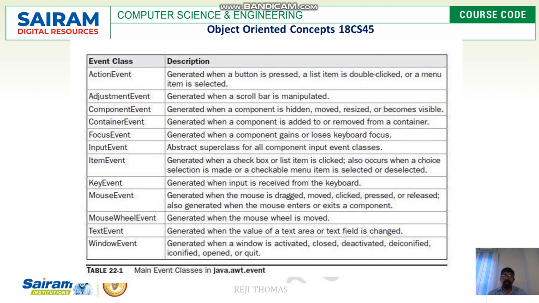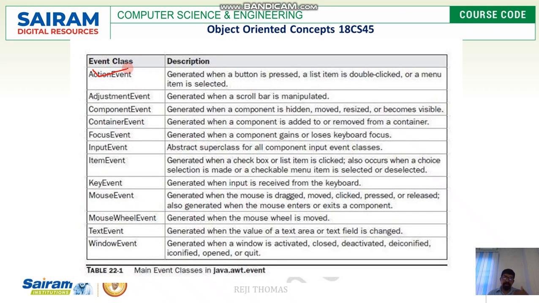We have around 13 classes. These are the major classes with which we can deal with the events. It starts with the action event. This is created when we press a button, or we double click an item, or we select an item from the list. So action event is created, and we can deal with this by making use of the class called action event.